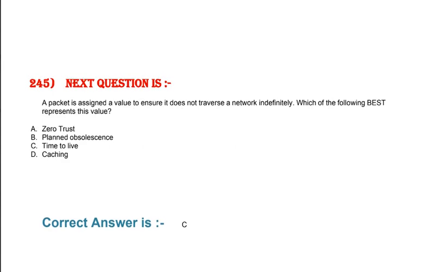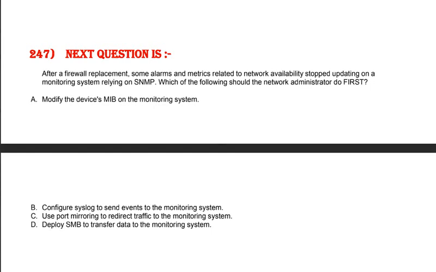Question is, a packet is assigned a value to ensure it does not traverse a network indefinitely. Which of the following best represents this value? Option A. Zero trust. Option B. Planned obsolescence. Option C. Time to live. Option D. Caching. Correct answer is option C.